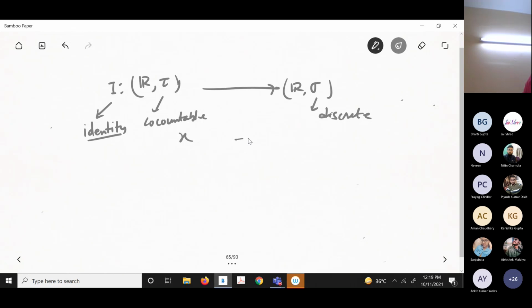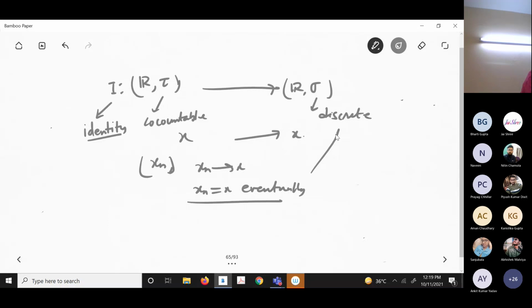That means x is going to x. Now look, here I send every convergent sequence to a convergent sequence because I have already proved that a convergent sequence here will have to be eventually constant. If xn goes to x, then xn equals x eventually, that is, after a while. That means its image will also be this here.